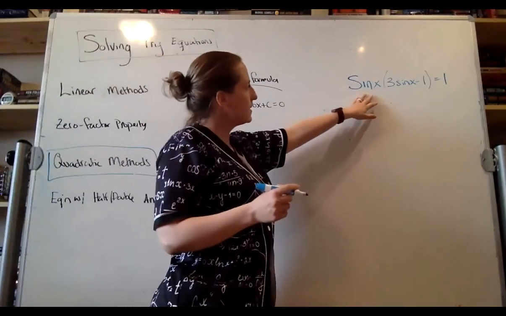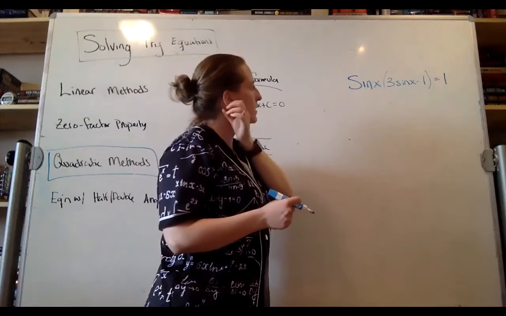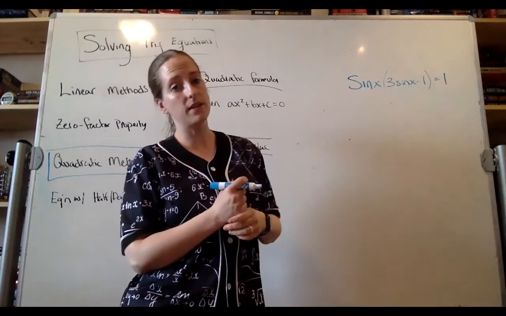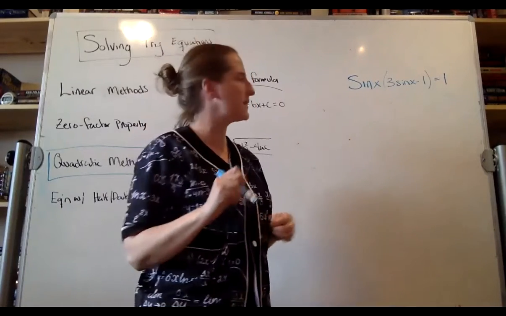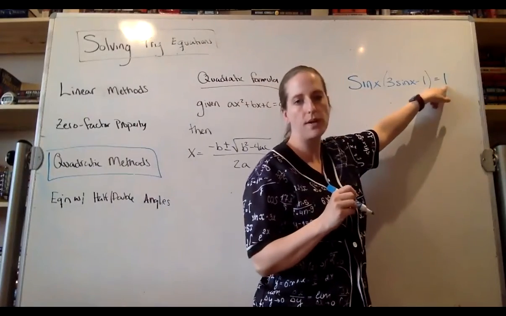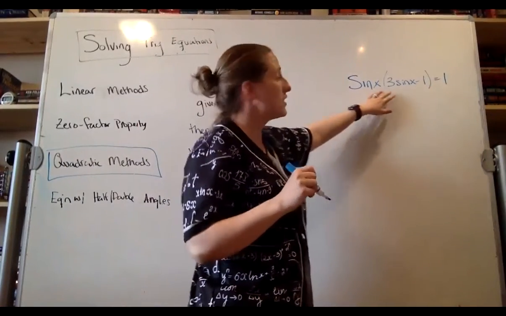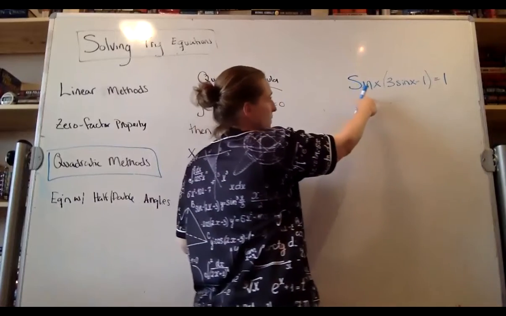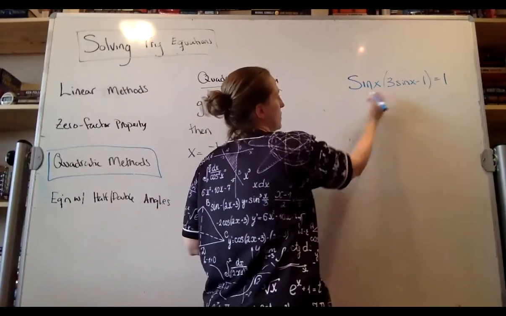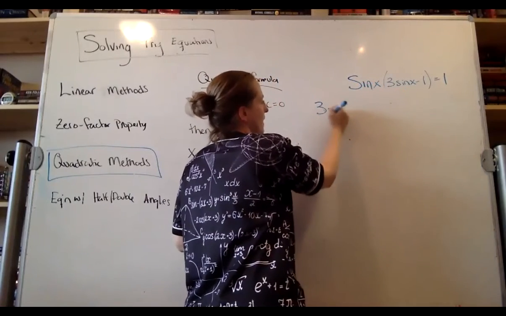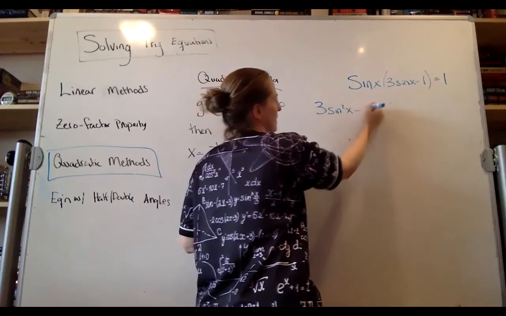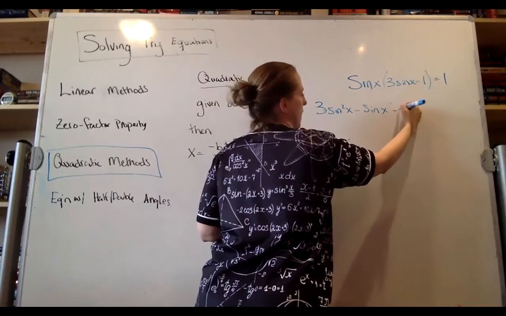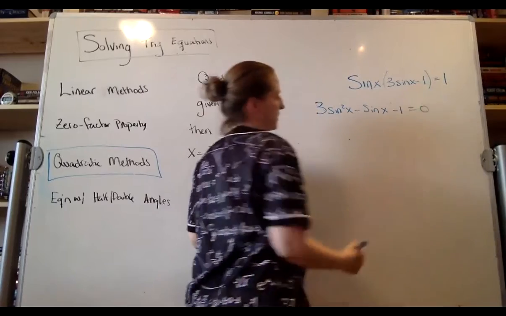Okay, so looking at this, we have sine of x times 3 sine of x minus 1 equals 1. Now, you may be tempted to say that that is factored, and so we can apply the zero factor property, but it is not. Remember, it's the zero factor property, not the one factor property. So while this looks factored, it's useless because it's not equal to 0. So the first thing we need to do is actually distribute this sine. That'll give me 3 sine squared of x minus sine of x, and I'm going to move this 1 over by subtracting 1 from both sides equals 0.